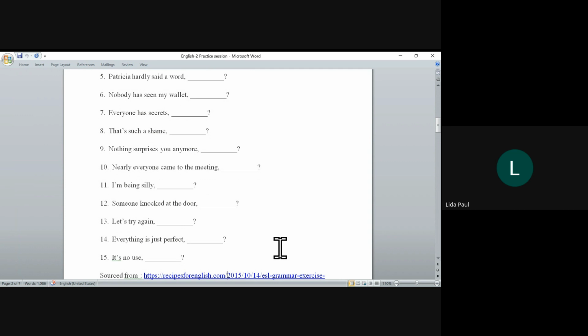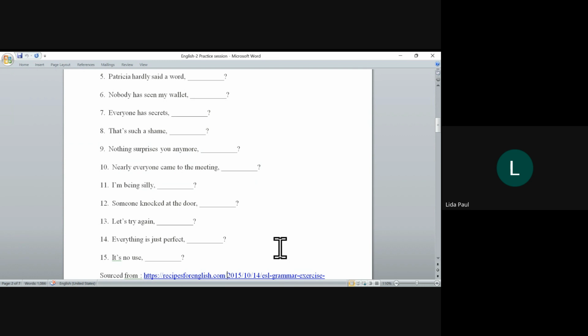Someone knocked at the door. So if you have simple past tense, then obviously your auxiliary is going to be did, right? Didn't they? This also would be didn't they? Someone knocked at the door, didn't they?